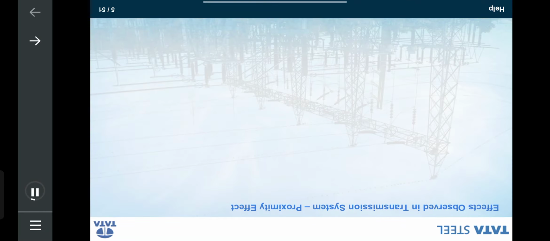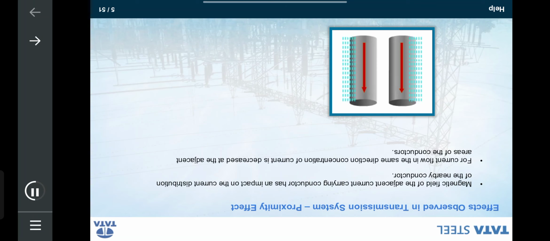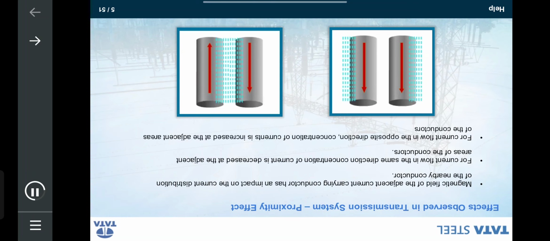The second effect that we are going to know about is proximity effect. The magnetic field of the adjacent current-carrying conductor has an impact on the current distribution of the nearby conductor. For current flow in the same direction, concentration of current is decreased at the adjacent areas of the conductors. For current flow in the opposite direction, concentration of current is increased at the adjacent areas of the conductors.